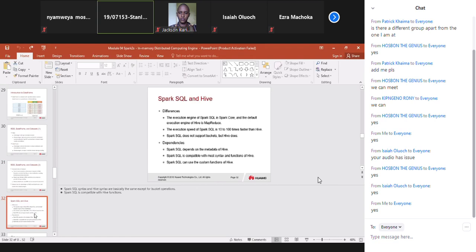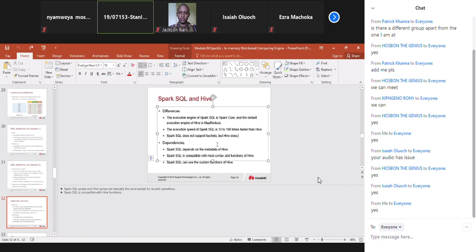When you talk about the differences, the execution engine of Spark SQL is Spark Core, note that. The default execution engine of Hive is MapReduce, note that. Again, the execution speed of Spark SQL is 10 to 100 times faster than that of Hive. Then again, Spark SQL does not support buckets, but Hive does. You remember when we were looking at Hive, we looked at what buckets are.